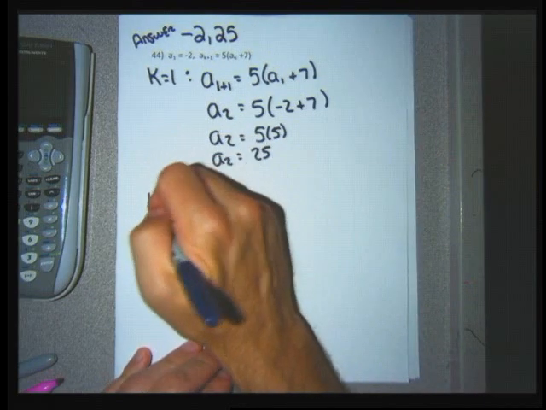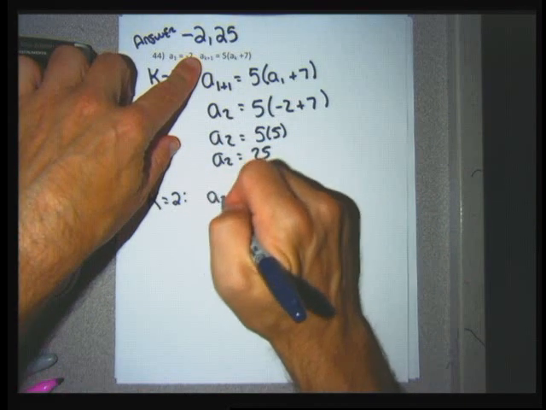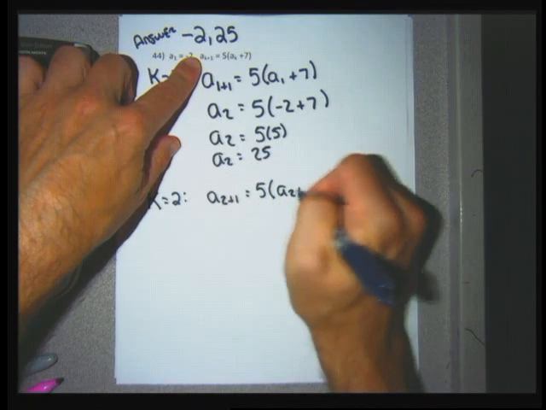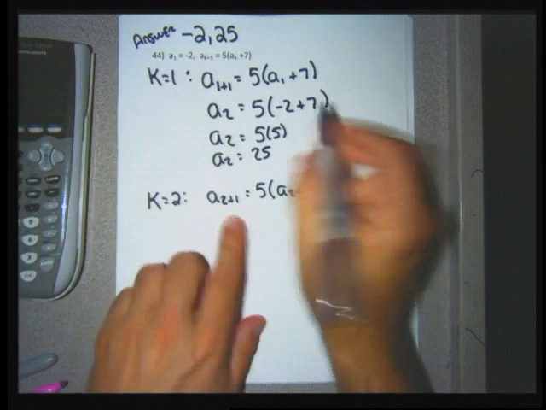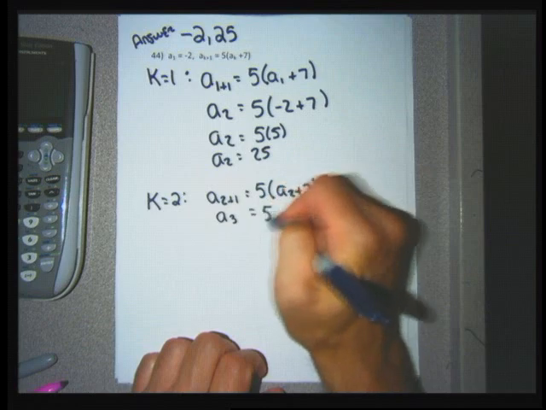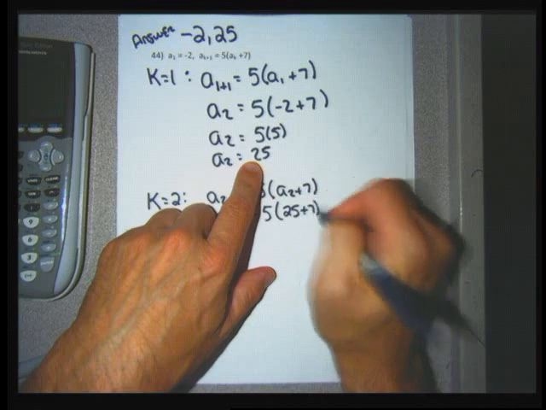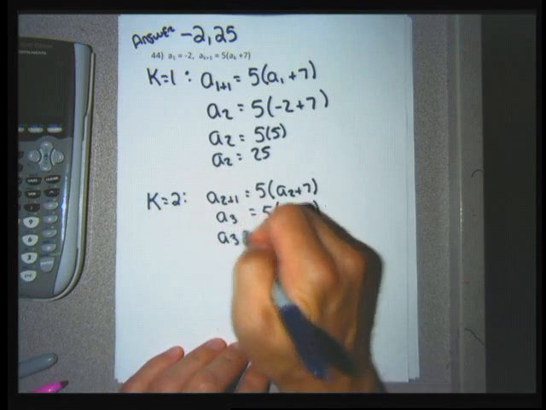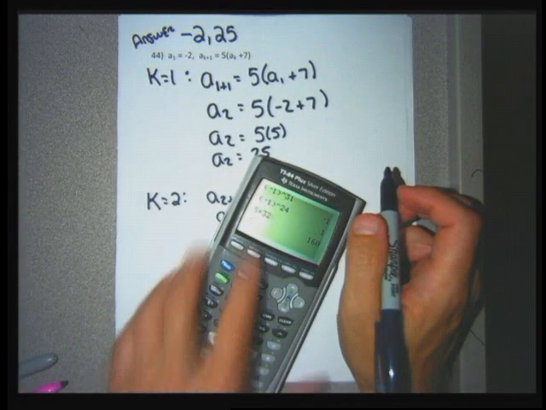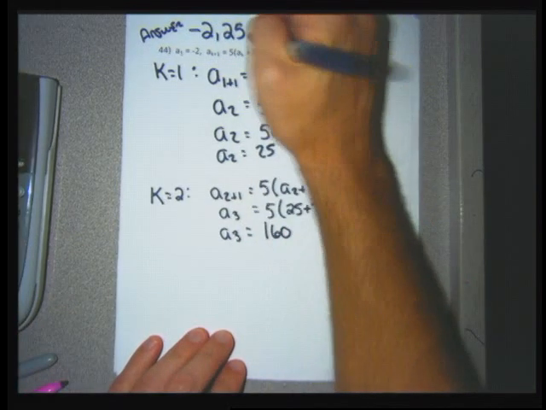Now I'm going to let k equal to 2. And into this formula go a sub 2 plus 1 equals 5 times a sub 2 plus 7. To the left of the equal sign, I add the 2 and the 1 and get a sub 3, which is the third term in the list, equals 5 times, and then in for a sub 2, I plug 25. Ugh. So a sub 3 is going to be 5 times 32, which is 160. So I just pulled out my calculator to do this. So the third of the 5 numbers in my list is 160.